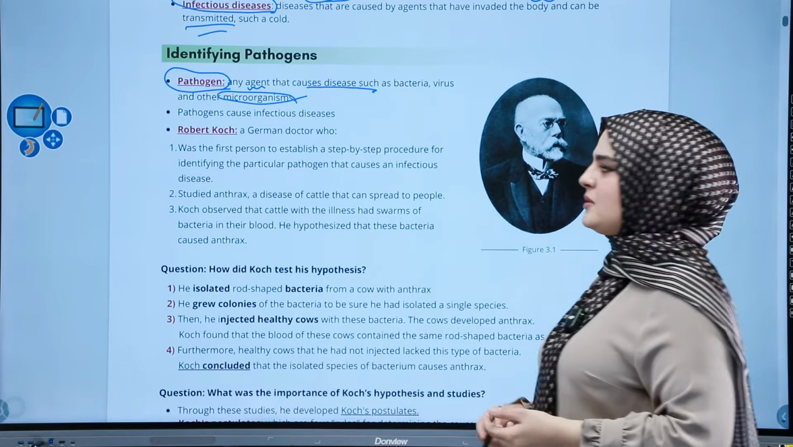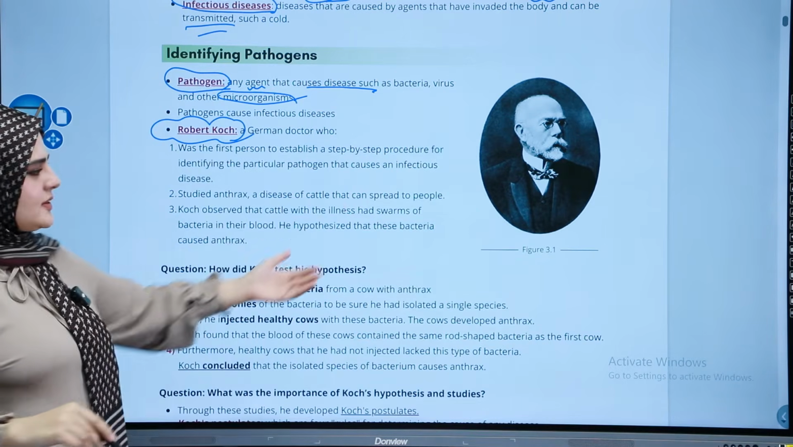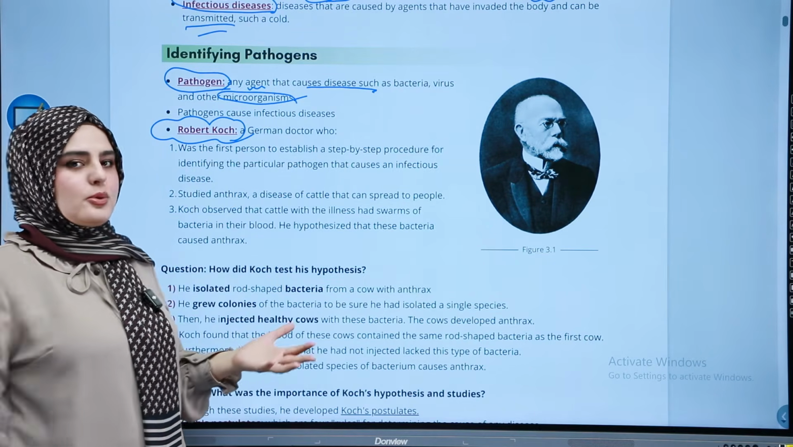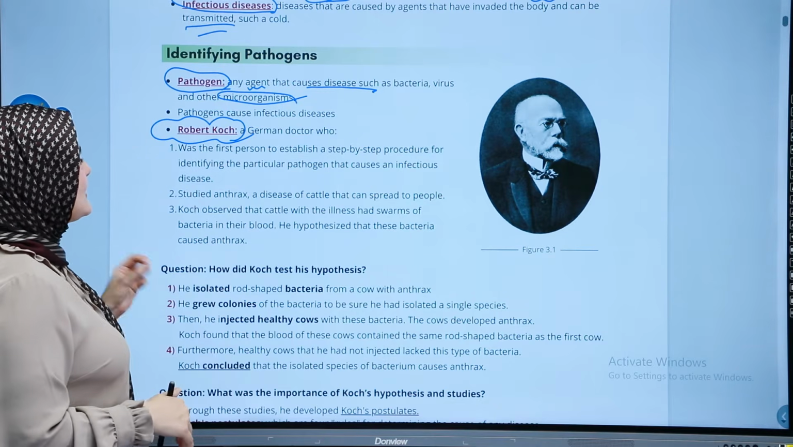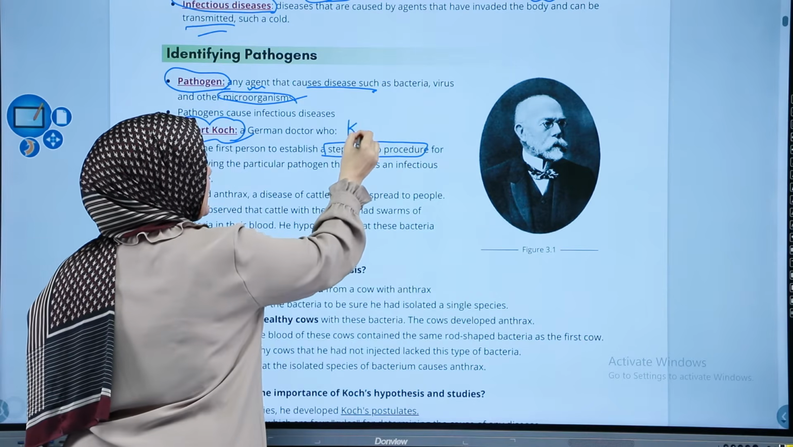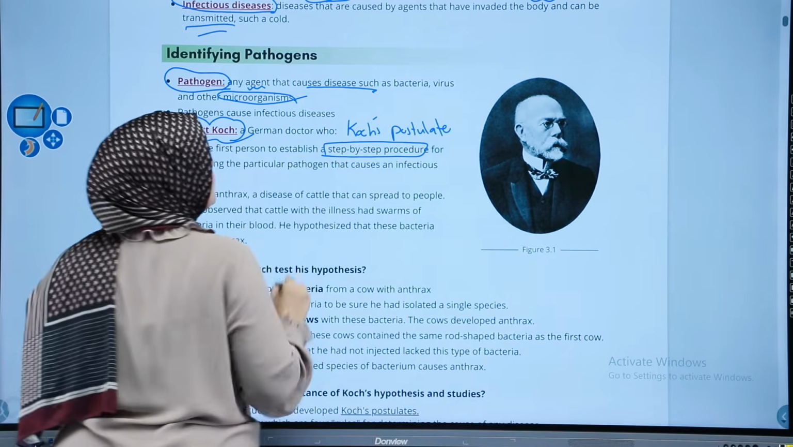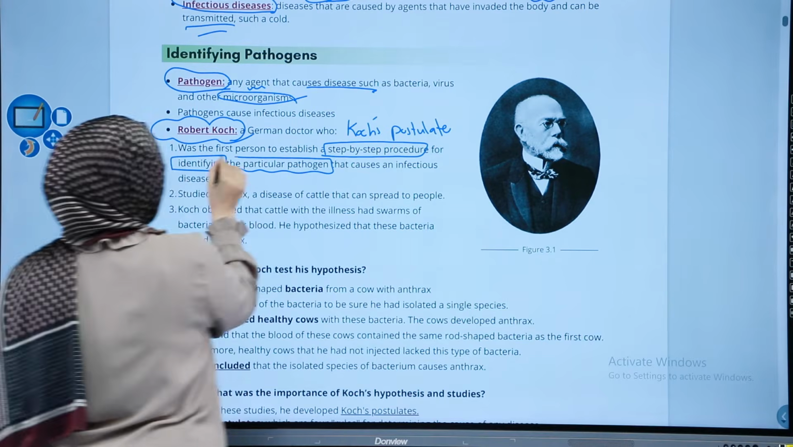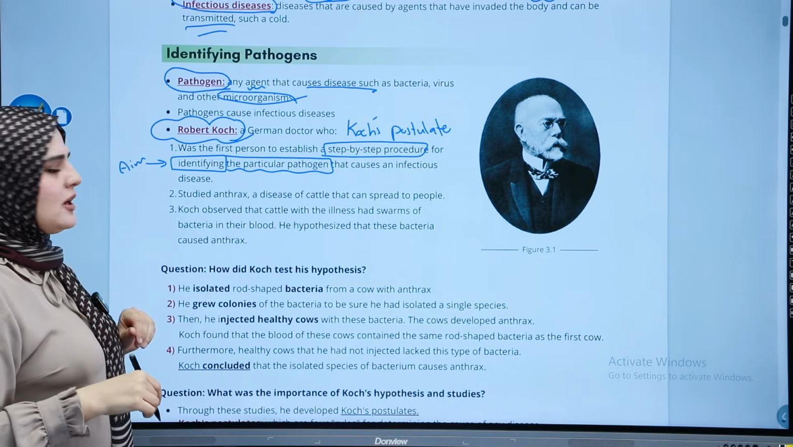About infectious diseases, there was a very smart doctor called Robert Koch. Robert Koch, this is his picture, wanted to know what causes these diseases that could be transferred between people, and sometimes not only between people, but between animals and people. So he created a step-by-step procedure called Koch's postulates, which is what we call it now. This step-by-step procedure was used for identifying a pathogen. The aim, or objective, is identifying the pathogen.